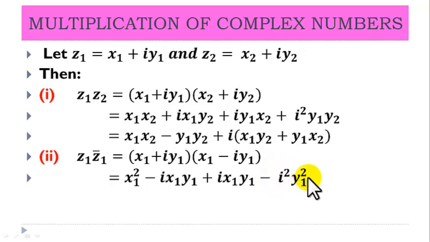Then collecting the real part together, we'll have x1 squared plus y1 squared. Please note that minus ix1 y1 plus ix1 y1 will cancel out. So when you multiply a complex number by its conjugate, the result will be purely real.